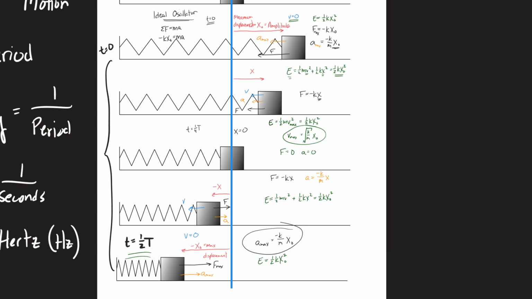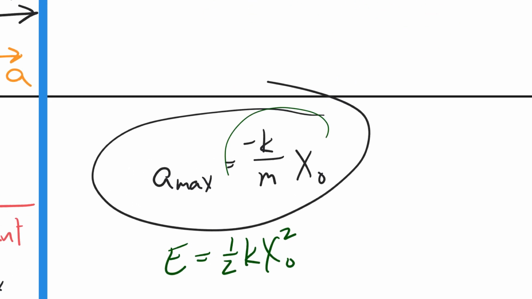If something starts taking the energy away, in this case, friction, a force that will slowly bleed the energy away, that's going to make x naught become smaller and smaller and smaller. And if x naught becomes smaller, the maximum speed becomes smaller, the maximum acceleration becomes smaller, and the energy becomes smaller. But notice, all of these things are based on K, M, and X. They control the oscillation.